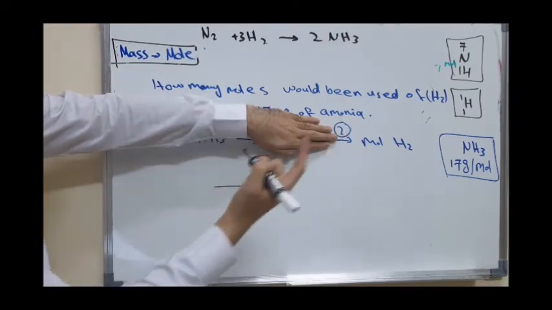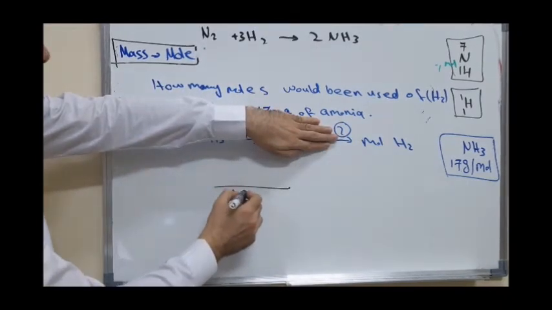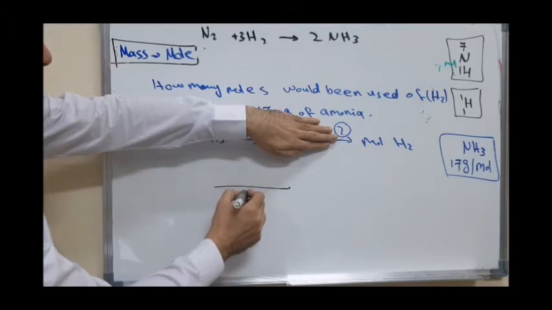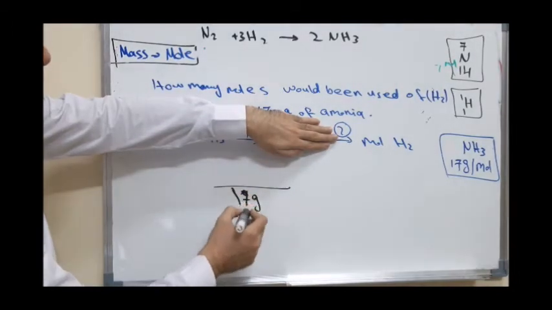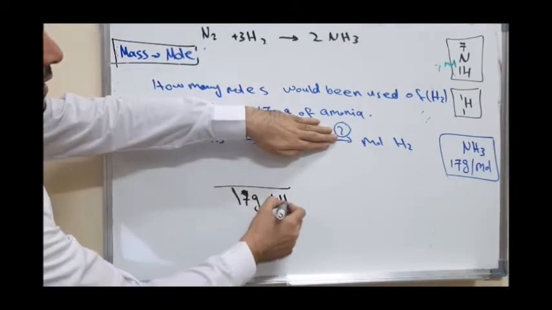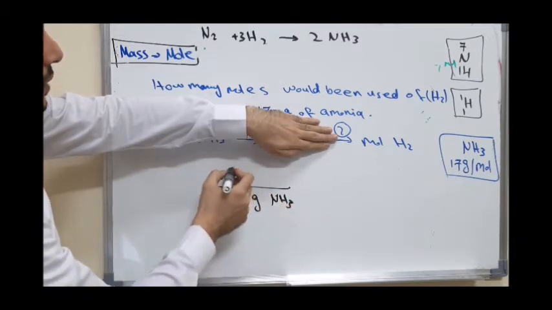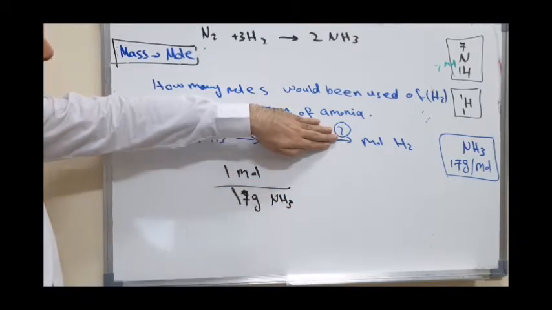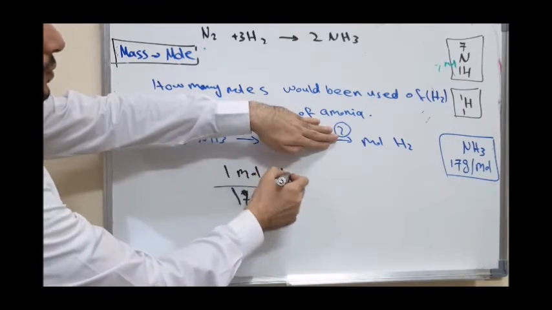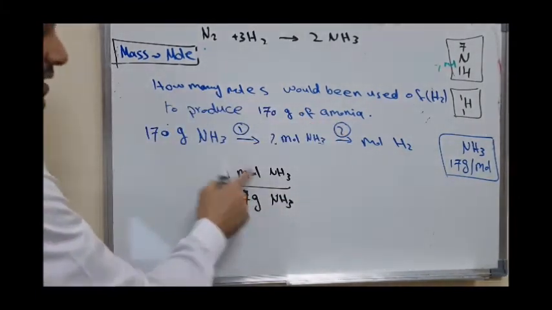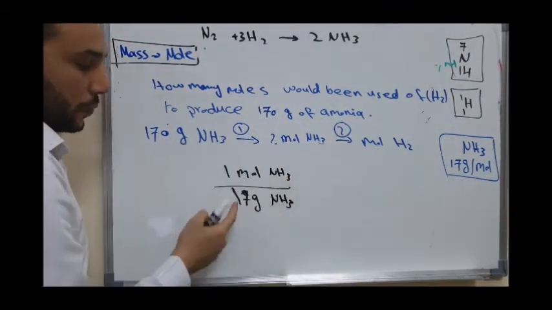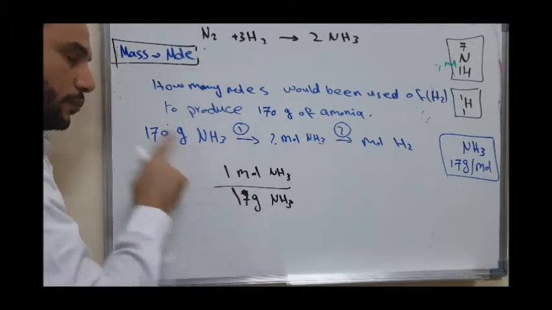We have the mass and we want to go to the mole. So if we have 17 grams of ammonia, it will be 1 mole. This is the first conversion factor, to convert from gram to mole.